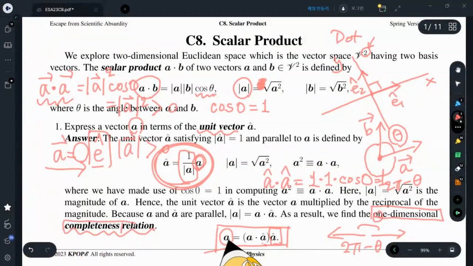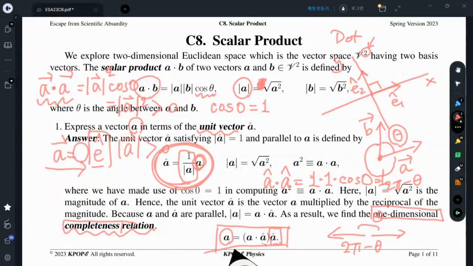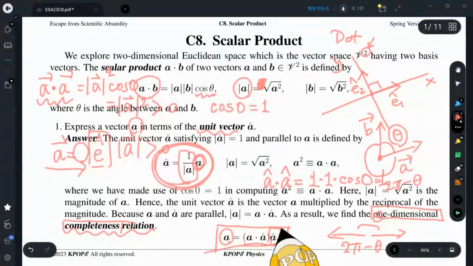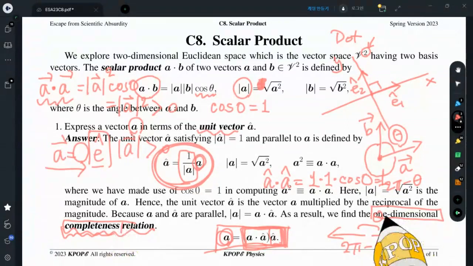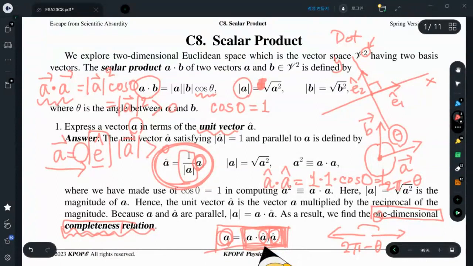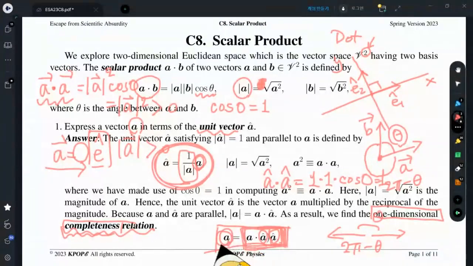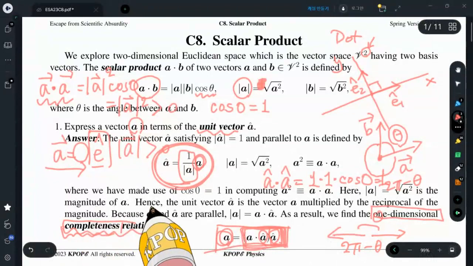Why complete? We do not lose any small part, any tiny part of this vector. This expression is completely reproducing the original vector. That's the reason why we say completeness relation. And if it is in one dimension, only a single basis is enough to reproduce any vector along that direction or opposite.